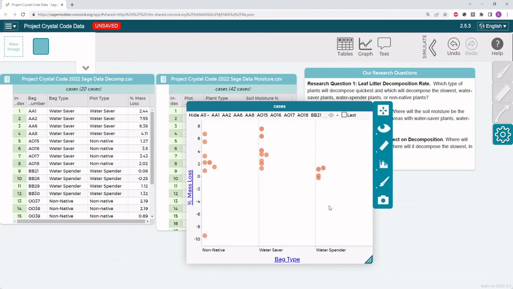So after we do that, we can start to then brainstorm some ideas on how we can use a number that can represent all of these data points. As you see, there is a pretty big range. So is there a way that I could use this range that I have here to have one representative number for non-native plants, one representative number for water saver plants, and one representative number for water spender plants? Take a moment to brainstorm some ideas, and I will see you again soon.